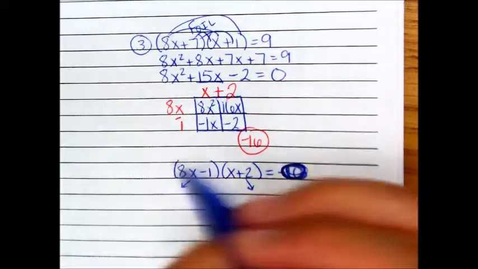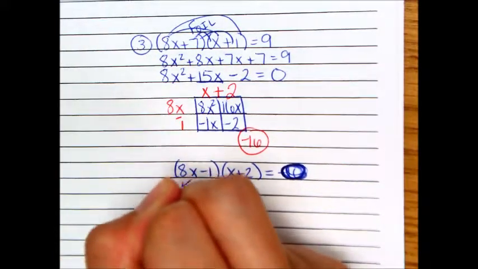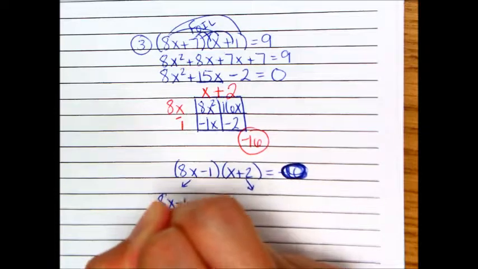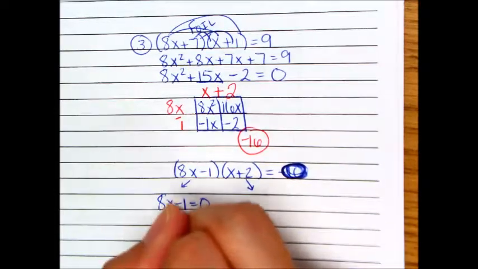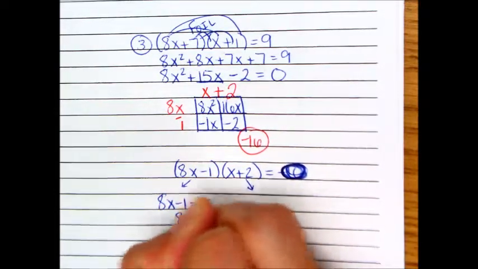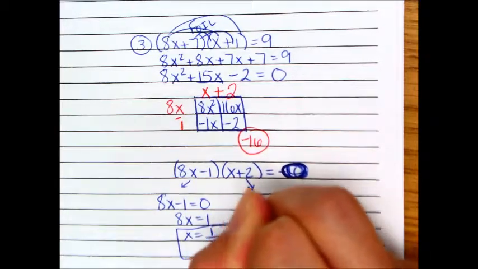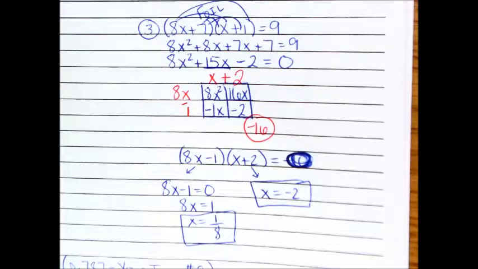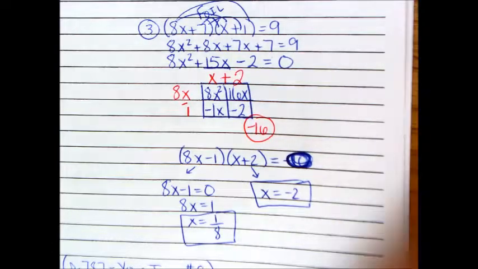Sorry. Okay, so if you make the 8x minus 1 equals 0, you're going to have 8x equals 1, divide by 8, and you're going to get 1/8. Or negative 2. All right, so let's go to a word problem real quick, and then we should be set.